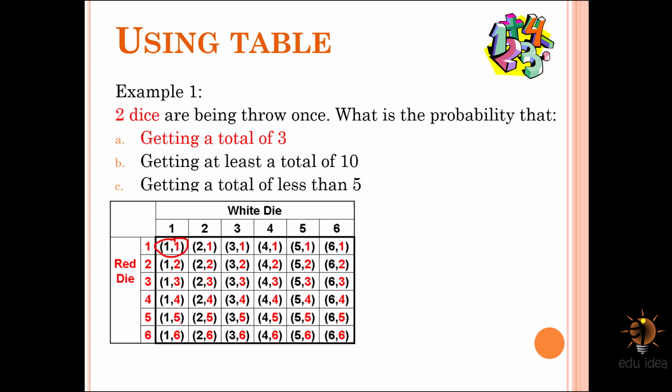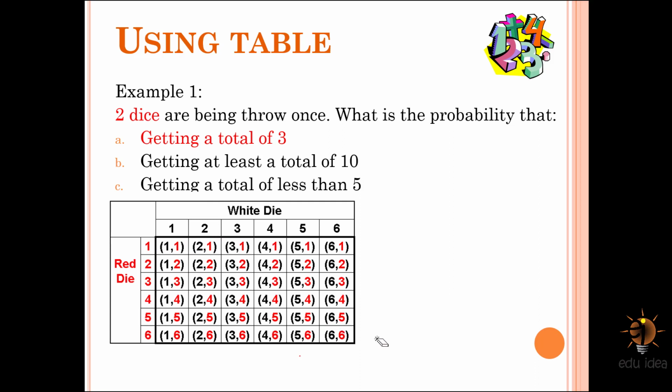For example, this one over here, 1, 1, what is that? It means you get 1 on the white die and 1 on the red die. If I draw it, you get 1 on the first die and also 1 on the second die, right? This 2, 1, what does that mean? It means you get 2 on the first die and 1 on the second die. And so on, until 6, 6, which means 6 on the first die and 6 on the second die. So this is a much simpler way to illustrate how probability works.